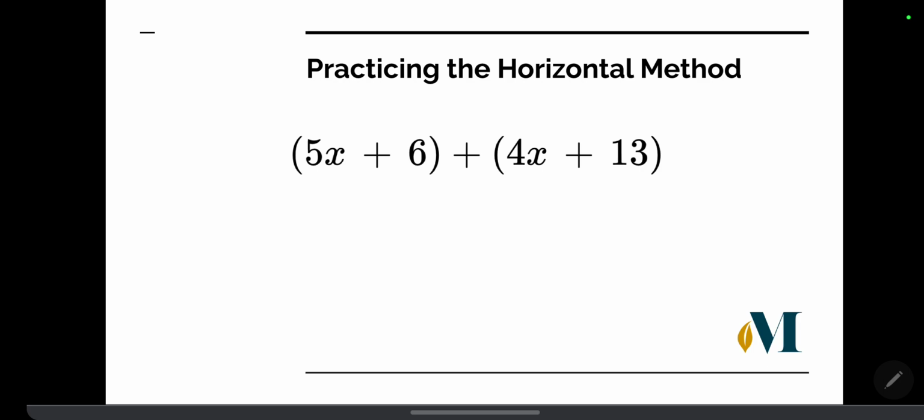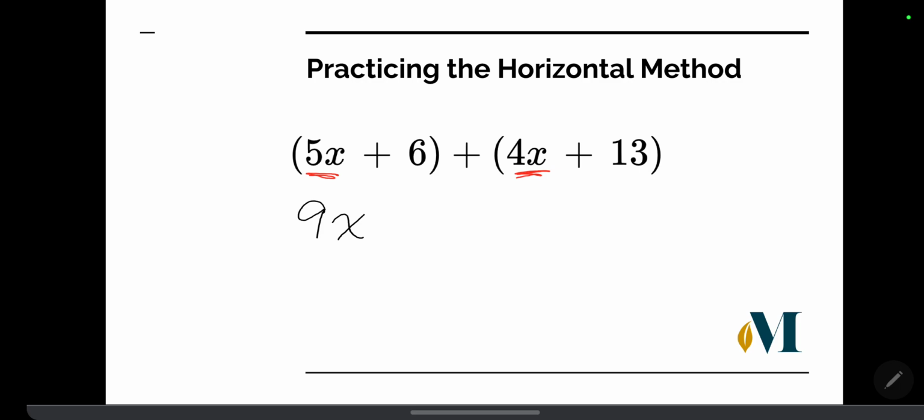All right, so let's add some polynomials here so we can put this practice to play. We have 5x plus 6 plus 4x plus 13. All right, so indeed, let's add the like terms. We have 5x plus 4x. They both share the variable x and they both have the same degree of 1. Okay, so let's combine them by adding only the coefficients, 5 and 4. And 5 plus 4 is 9x.